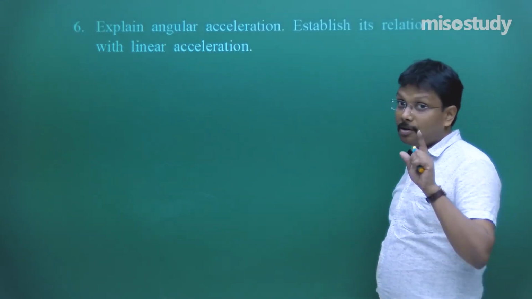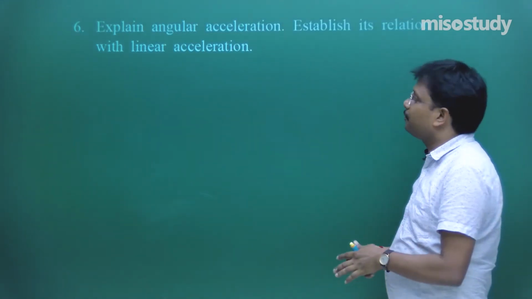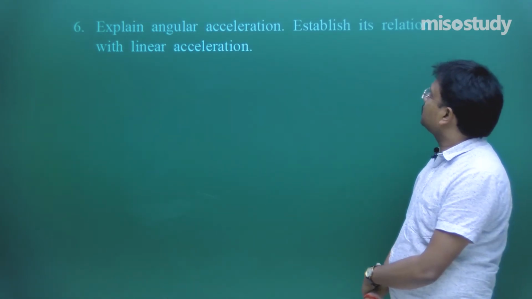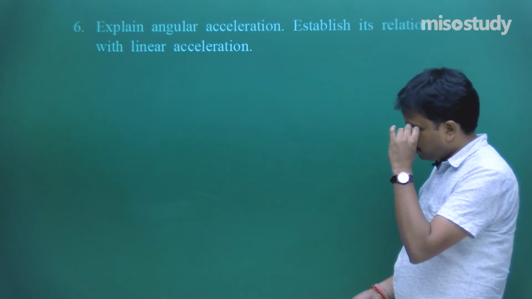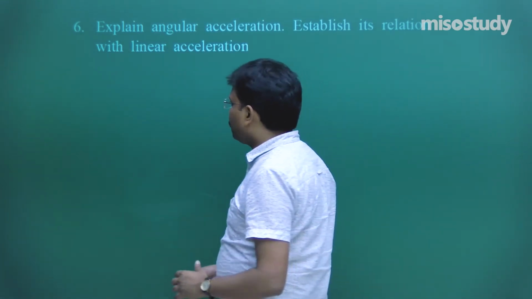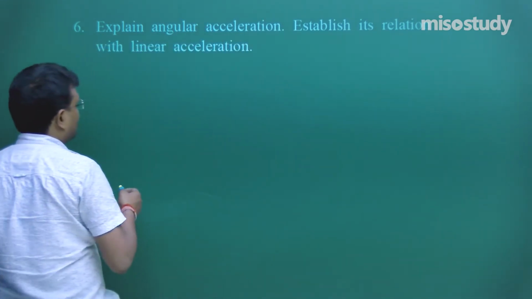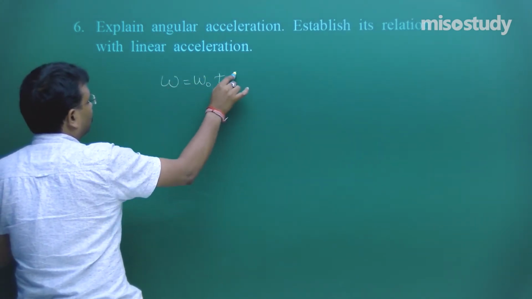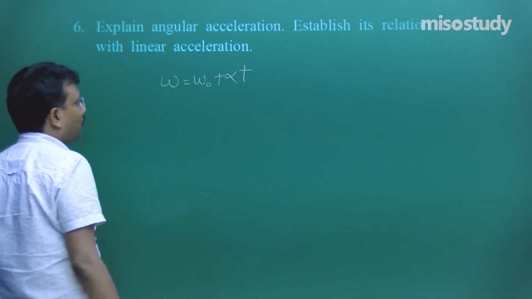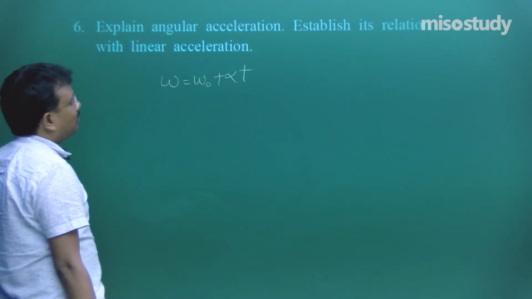Question number 6, marks instruction as previous one. Explain angular acceleration, establish its relation with linear acceleration. Now, if you try to recall, I started my discussion with rotational motion. So, explain angular acceleration.